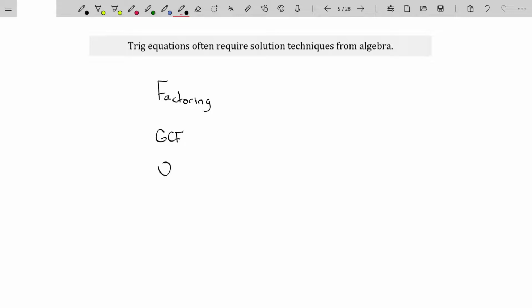Every once in a while you have to use the quadratic formula. So basically knowing how to solve algebraic equations is going to help you in solving trig equations. If you have a shaky foundation of algebra, it's really going to hurt you in trigonometry. And that's why algebra is a prerequisite for a trig course.